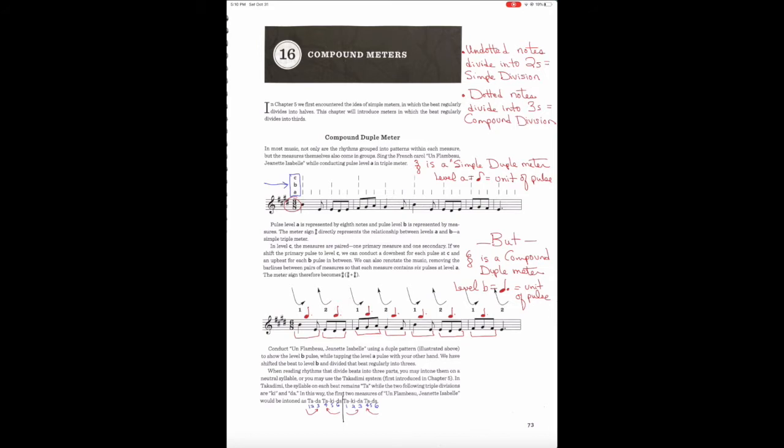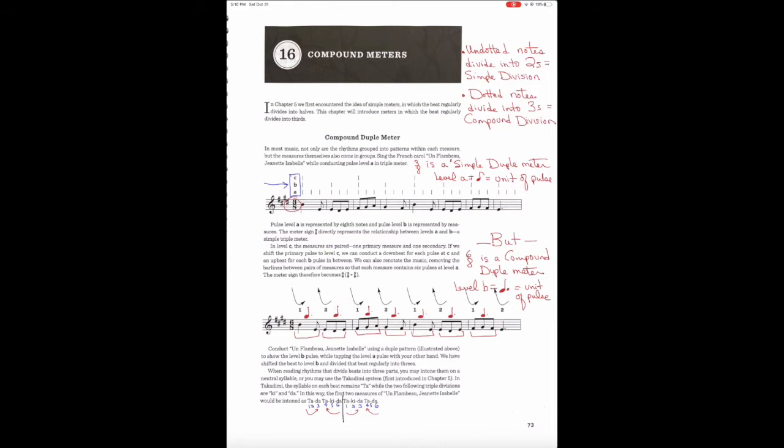In other words, a note without a dot divides into two of the next level down. So a quarter note would divide into two eighth notes, just like fractions, whereas a dotted quarter note would divide into three of the next level down. So the dotted quarter note would divide into three eighth notes. That's called compound division. That's what the little dot signifies: divide this note into threes. So here we are at compound duple meter.